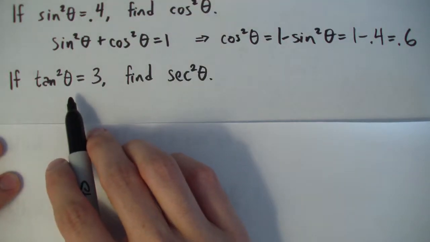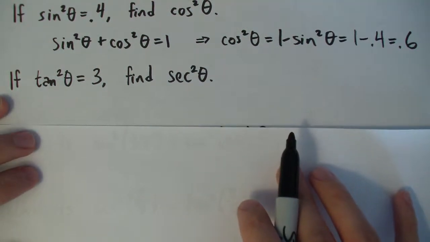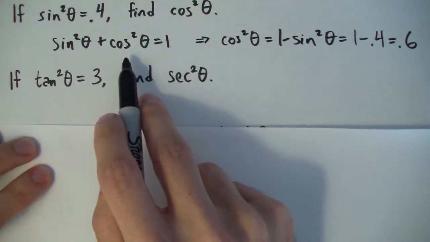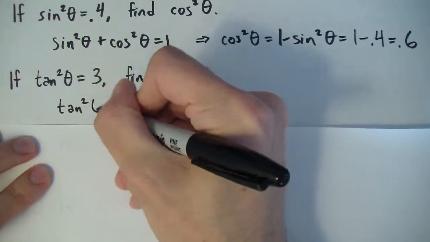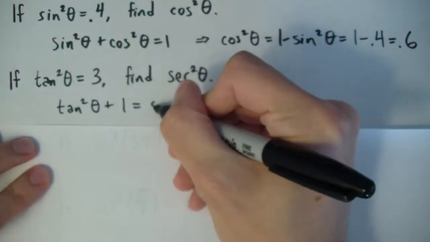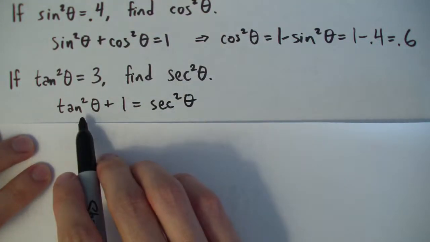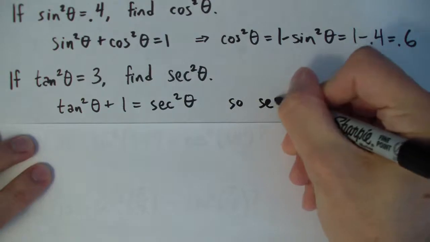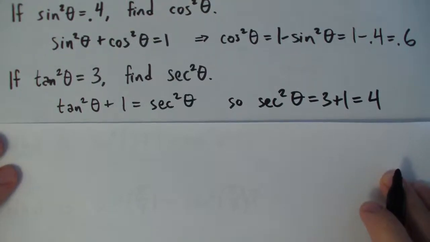Now, if tan squared theta is equal to 3, find secant squared theta. Well, here we're going to use one of the other identities, which, remember, we get by dividing this identity by cos squared. The identity we get is tan squared theta plus 1 is equal to secant squared theta. And so here we can just plug in 3 for tan squared and add 1 and we'll get secant squared. So secant squared theta is equal to 3 plus 1, which is 4.